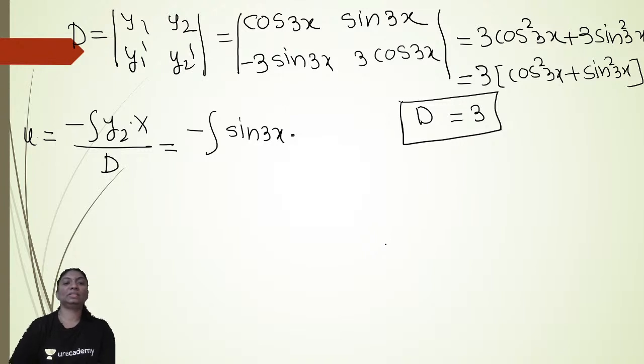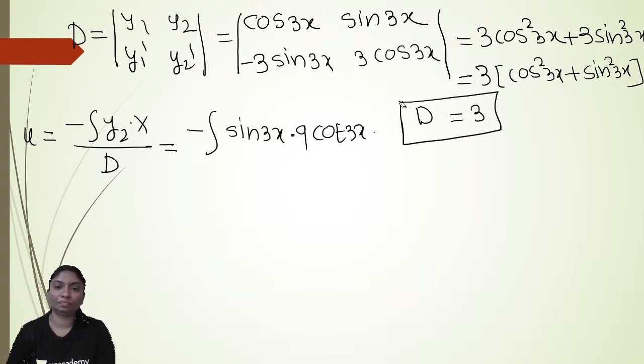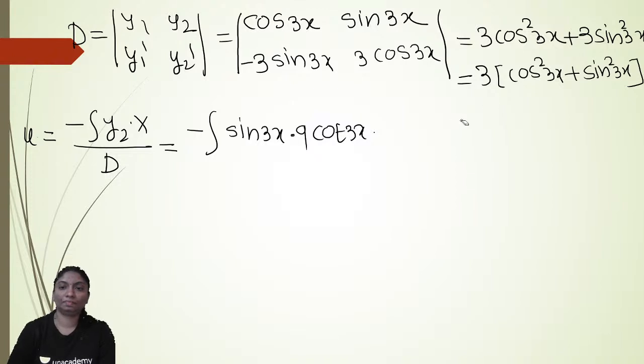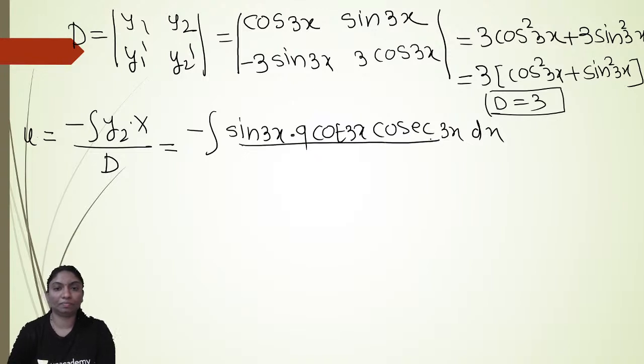Minus sin 3x here, minus y2 is sin 3x into x, which is 9 cot 3x into cosec 3x, so 9 cot 3x into cosec 3x dx. Okay, upon d. Upon d it means here 3. So what will become our integration here?